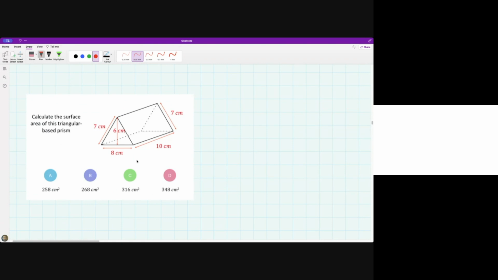Now, this is a similar type of question, but not the same. It says calculate the surface area of the triangular prism. So I would like you to have a crack at this. The only hint I'm going to give you is I'm going to say, look, it's made up of 2 identical triangles, and then there's 3 other rectangles. Can you use what you learned in the last lesson to work out the surface area of this triangular prism? And I'm going to give you some time to do that now.